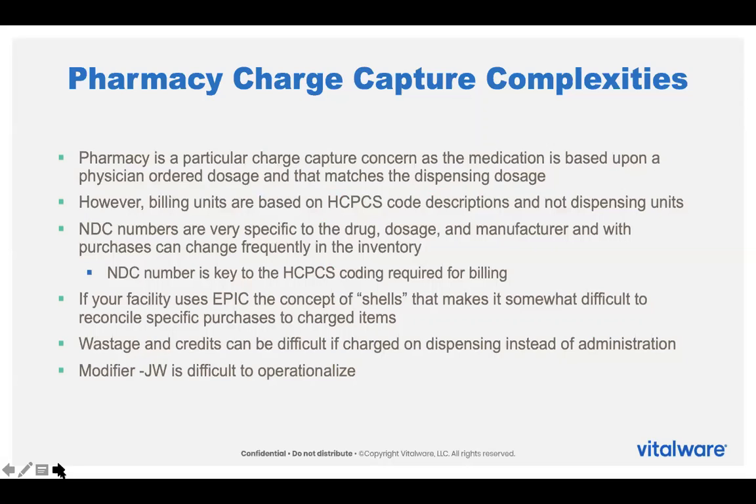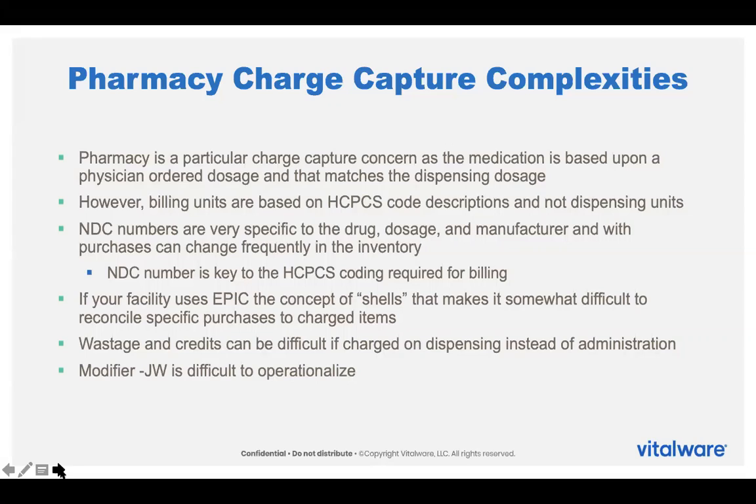When we look at the charge capture complexities, in particular pharmacy, because when I was in straight consulting, looking at revenue integrity and return on investment, with a consulting firm and with the accounting firm, we went to one place and one place only. If we wanted to find charges that were missing that could make a difference to the bottom line, we went to the pharmacy, because it is complex and it does have a lot of nuances.